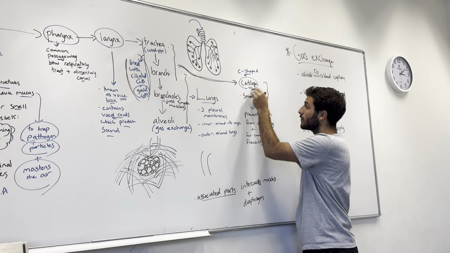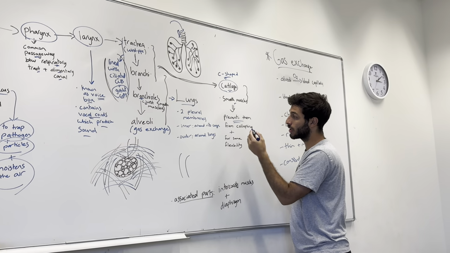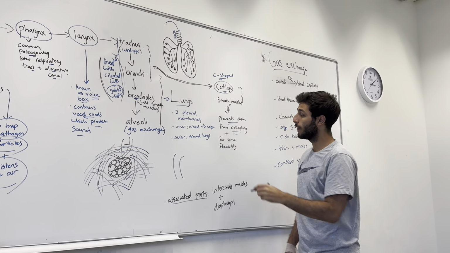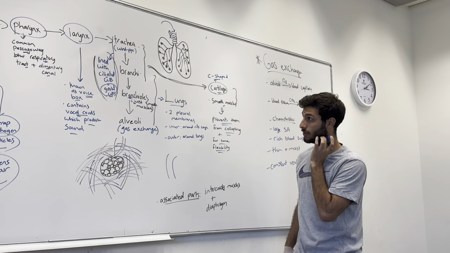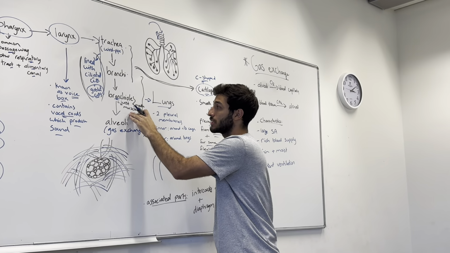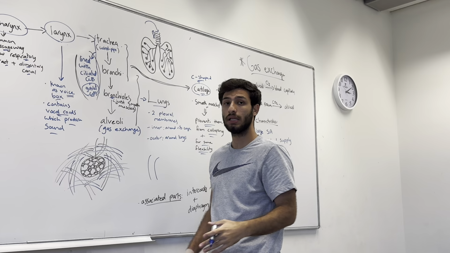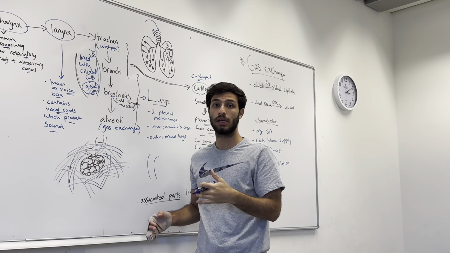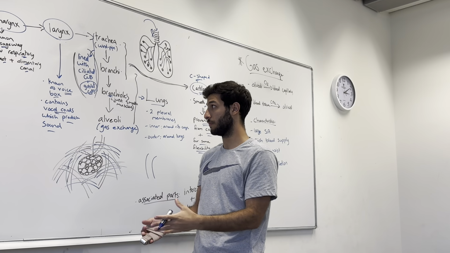Now, what is the role of this cartilage? This cartilage prevents the trachea and bronchi from collapsing, and it also helps with some flexibility. And then after the bronchi we move to the bronchioles. In the bronchioles, we just have smooth muscles. What's the function of these smooth muscles? They can either contract or relax. If they contract, it's a constriction. If they relax, it's a dilation.